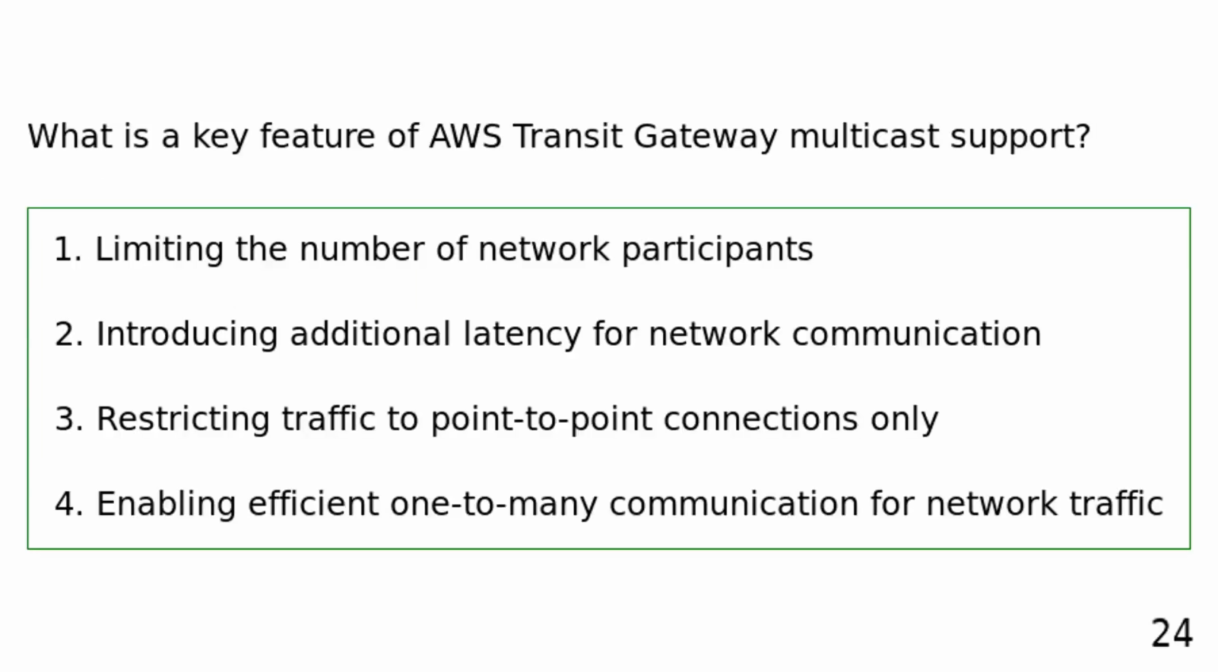What is a key feature of AWS Transit Gateway multicast support? Limiting the number of network participants. Introducing additional latency for network communication. Restricting traffic to point-to-point connections only. Enabling efficient one-to-many communication for network traffic.